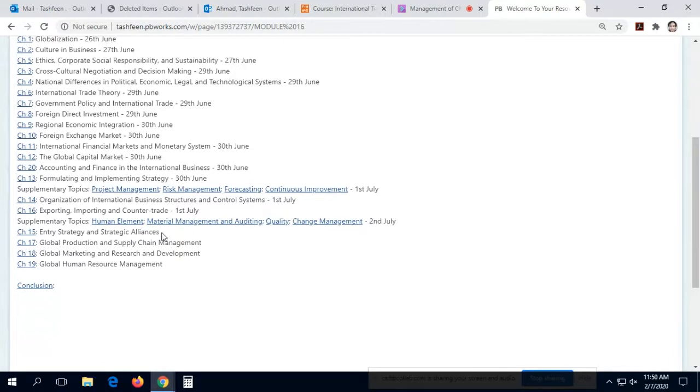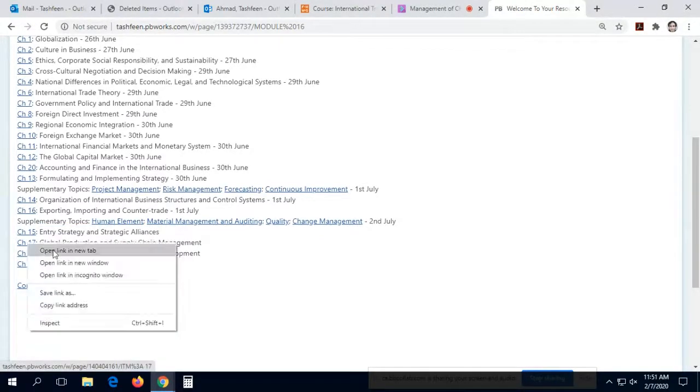Would anyone else want to add something at this point about human element, entry strategies, strategic alliances, partnerships, failures, material management, quality, change management? All of these were supplementary topics, but any example, anything anyone would want to share, this would be a good time to talk about it. Okay, if not, no problem. I think we have looked at this.